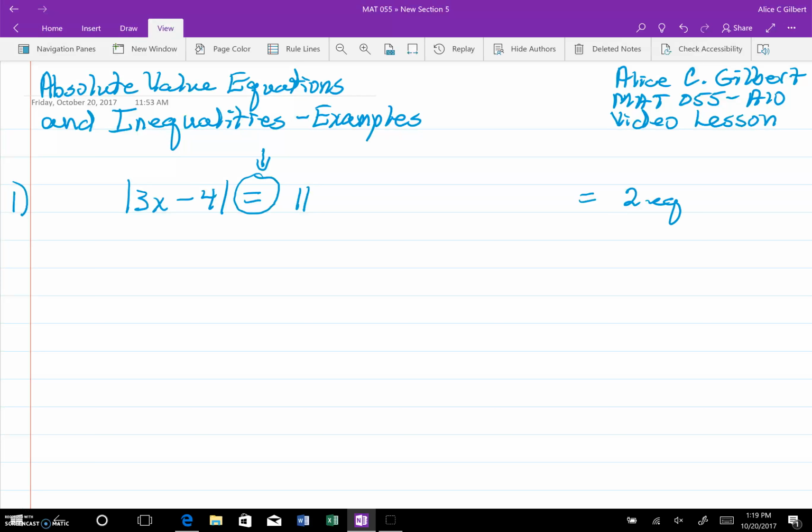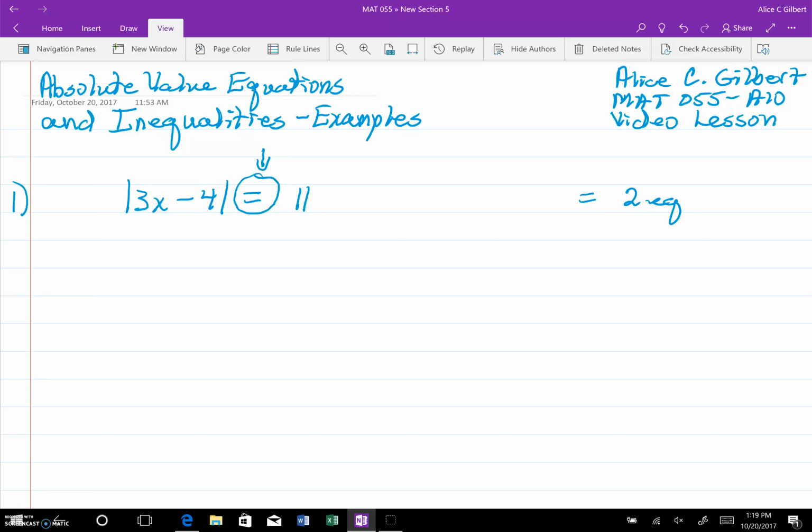All right, now for the examples. So, example number 1. Say we have the absolute value of 3x minus 4 equals 11. Okay, so if you remember, the thing I need to be looking at to decide if I'm doing 2 or 1 equation is this sign, okay? So this is an equal sign.